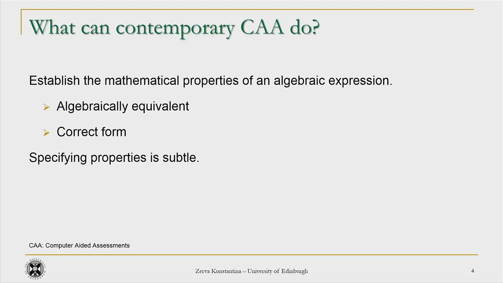So with computer-aided assessments in mathematics, we want to establish the mathematical properties of an algebraic expression. First of all, we want to figure out that the student's answer is algebraically equivalent to the correct answer, and that it is also given in the correct form. So x plus x is algebraically equal to 2x. But would you like to accept x plus x as a student's answer and not 2x? Computer-aided assessments need to be clear enough to distinguish between these two things.